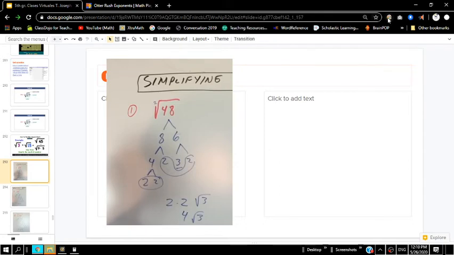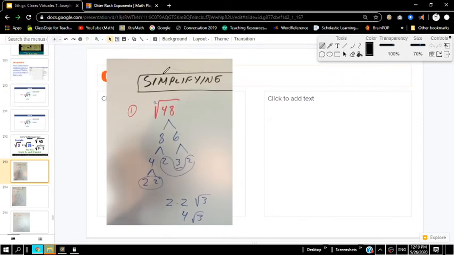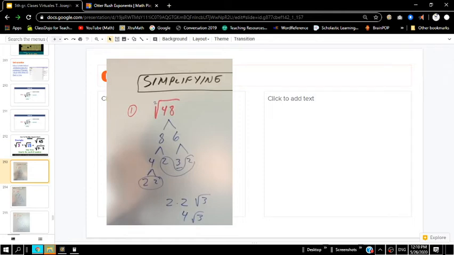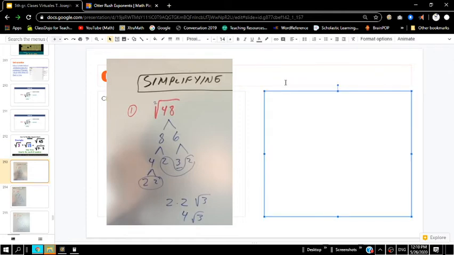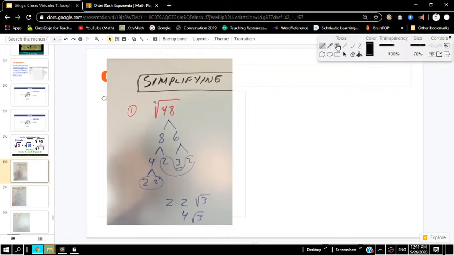This one's really interesting because you can take the base number, right? Our base number is 48, and we can break that into the separate factors. Let me just eliminate this so we can see it more clearly. We have 48, which we can break up into several different factors.